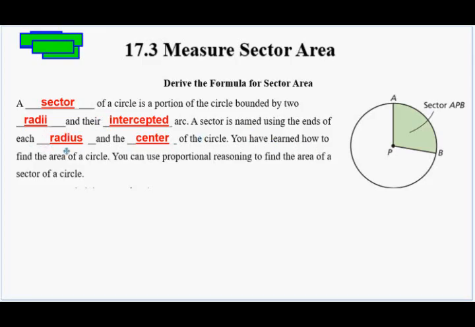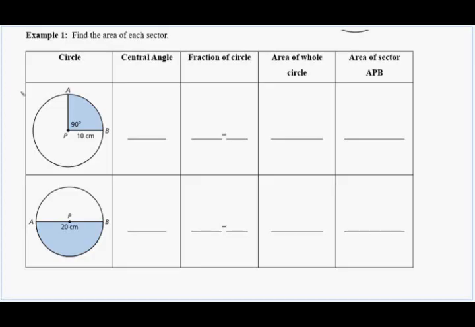A sector is named using the ends of each radius and the center of the circle. You have learned how to find the area of a circle. You can use proportional reasoning to find the area of just a sector or slice of that circle. So we got a table here. If we look at the picture, it asks what's our central angle. Well, the central angle is 90 degrees. What is that as a fraction of a circle? Well, that would be 90 out of the full 360. And then we could drop the zeros and divide by 9 and see that it's also 1/4.